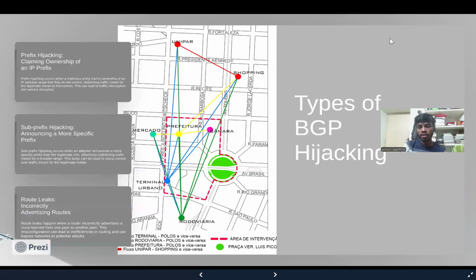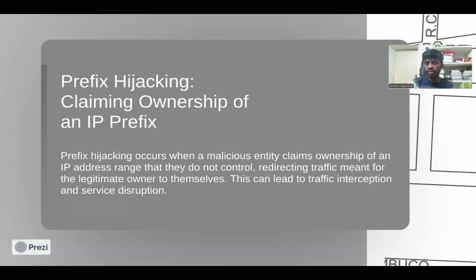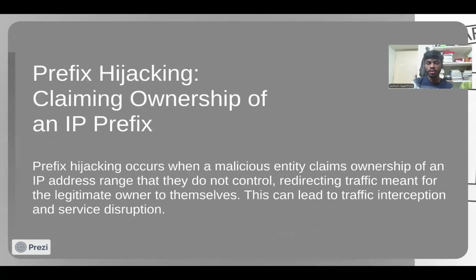So, what are the types of BGP hijacking? Prefix hijacking, which claims the ownership of an IP prefix. It occurs when a malicious entity claims ownership of an IP address that they do not control, which redirects the traffic meant for the legitimate owner to themselves. This can lead to traffic interception and service disruption.